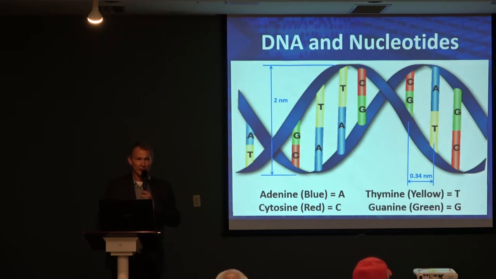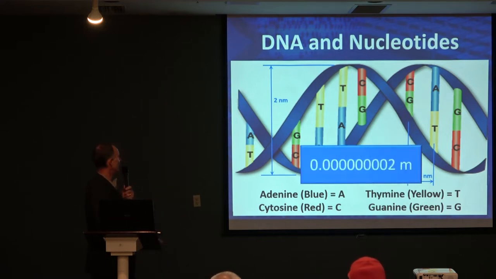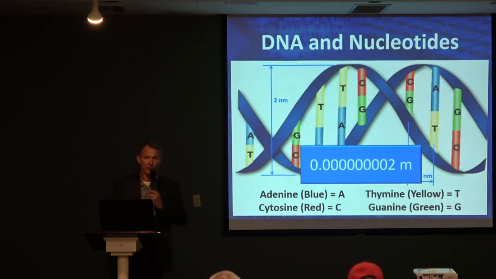Now, these DNA molecules are very small. You call this the full molecule, but each one of these is a strand that divides right down the middle. So each one of those is a strand of DNA. The diameter of a DNA molecule is 2 nanometers. I know you don't know what that means, but it's 2 billionths of a meter. To look at that number, it's a 2 preceded by 8 zeros.